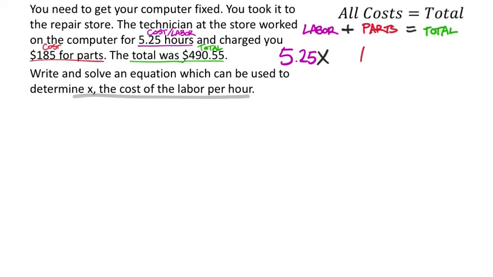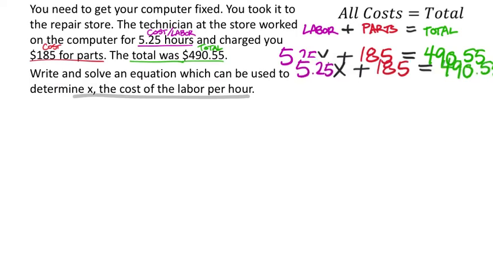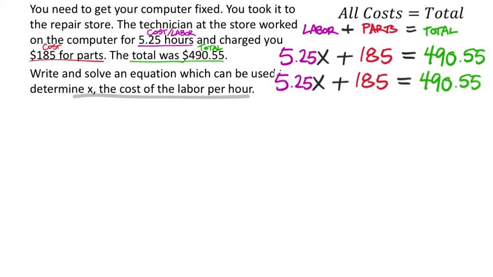The parts were $185, and then the total, it says, was $490.55. So if I add the costs together, then I get the total, as we see there. So that would be the equation, which again is its own answer on the assignment. I'm going to drop this though, so that I can work with one of them.